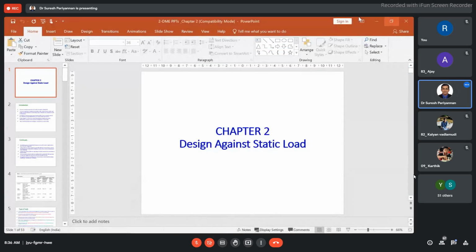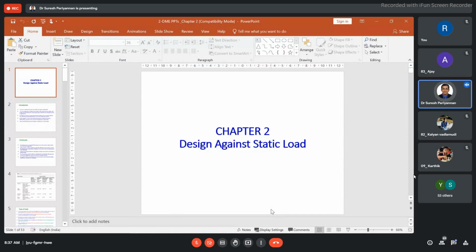Okay, so today we are going to start this second chapter, design against static load. We are going to study design against static load and dynamic load in the next chapter, and simultaneously we are going to discuss the problems. Which machine components are subjected to static load, the corresponding problems also we are going to discuss in this chapter. When we discuss dynamic load, during that time we will discuss the corresponding problems.